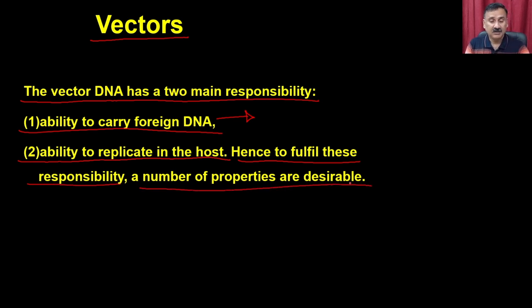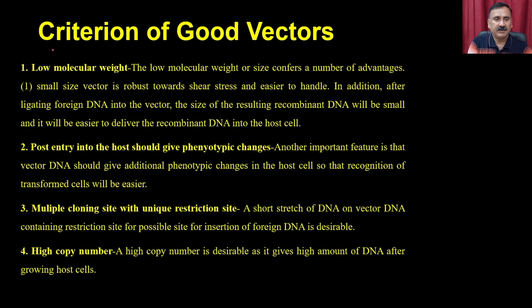desirable, right? This means if you want to design a vector or analyze a vector, you should follow certain criteria for checking its suitability, and you can check the different properties. So what are the different criteria one can use for choosing a good vector? A good vector should be of low molecular weight.